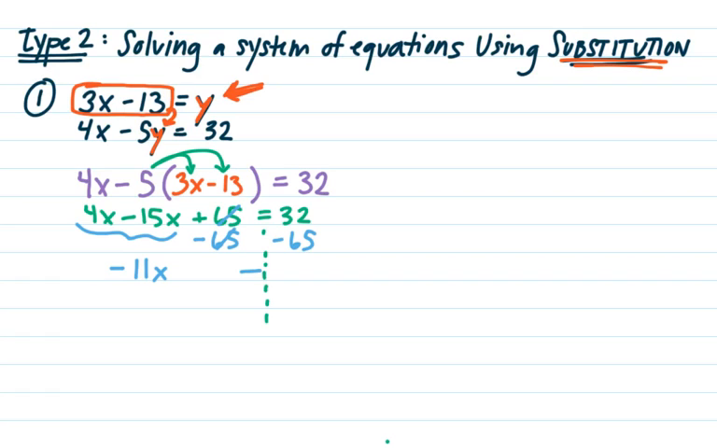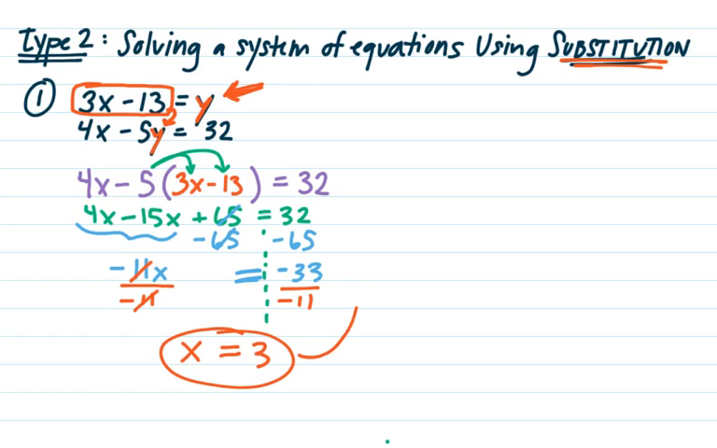And so we get minus 11x is equal to 32 minus 65, which is minus 33. So last step, I'll divide both sides by minus 11 and we get that x equals 3. Now again, we're not finished. We know what x is, but now we need to know what y is. We can plug it into either equation, but let's choose this one.